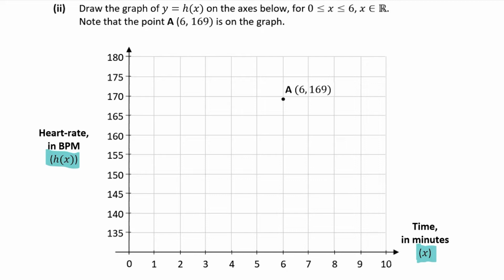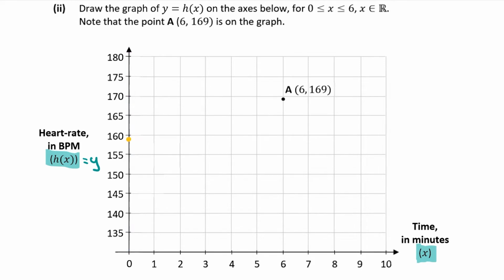So h of x can be rewritten as equal to y, as that just means the function is equal to y. It's the same thing, okay? So the y-axis is always the vertical one, and the x-axis is the horizontal one. And your first coordinate will always be the x-coordinate on the horizontal axis. So in our case here, time 0, heart rate 158, which is going to be our first coordinate. So it's 0 on the x-axis, which is going to be along this line here. And we're going to go up to 158, which is right here.